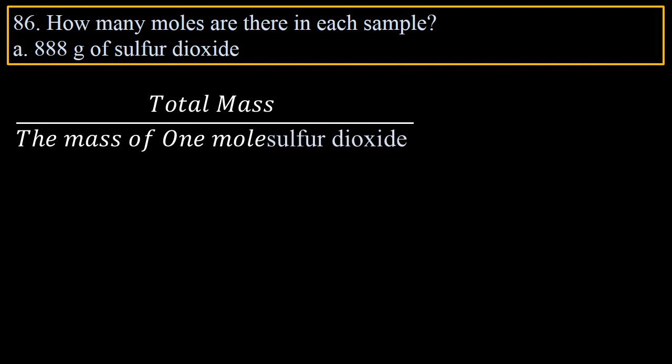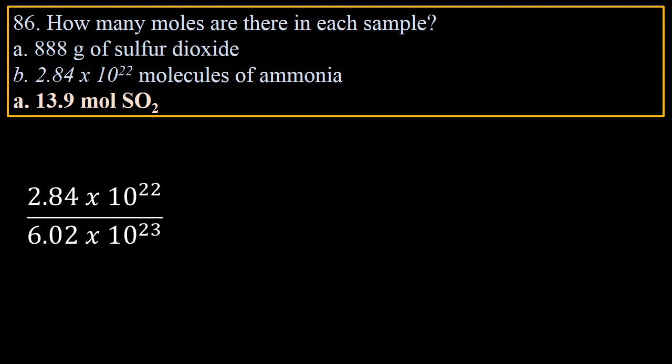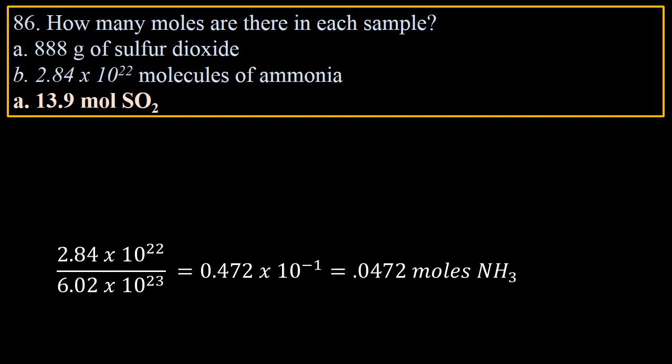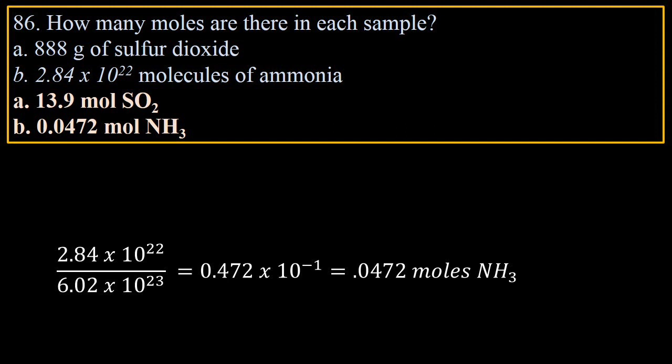Here we have the mass of 1 mole of sulfur dioxide, and it's going to be 888 divided by 64, and that's going to be the number of moles that you're going to get. So it's going to be 14 moles. 64 goes into 888 14 times, so it's 14 moles, which is in 888. And now you're going to take 2.84 times 10 to the 22nd divided by 6.02 times 10 to the 23rd. You want to know how many moles of ammonia are in 2.84 times 10 to the 22nd molecules of ammonia. So it's going to be 0.472 times 10 to the negative 1, which is 0.0472 moles. So that's the answer to B.